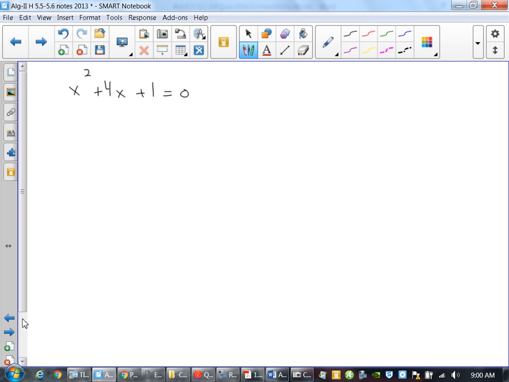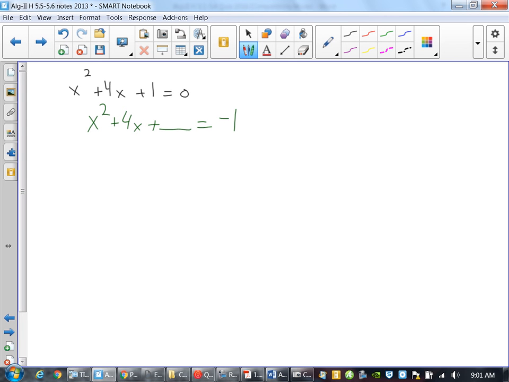So what's your first step? Move the 1. Minus the 1. Good. So I have x squared plus 4x plus blank is negative 1. Now, what's half of 4? 2. Sweet.